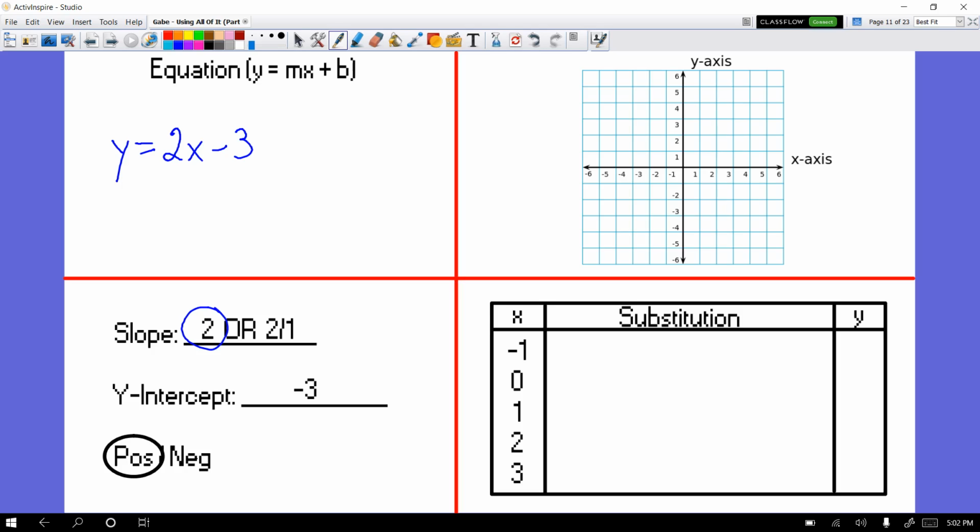You could go the same route that we went last time. What I'm going to do is, instead of drawing the line first, I'm going to do the substitution first and use those coordinates to plot a point. All you have to do is plot 2 points and you have a line. So 2 times -1 minus 3.